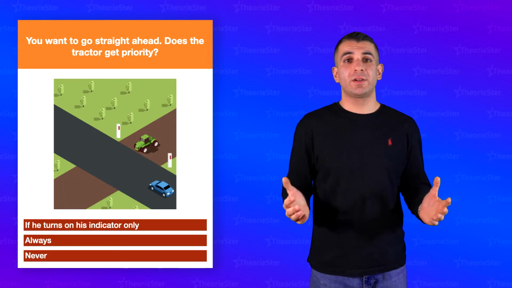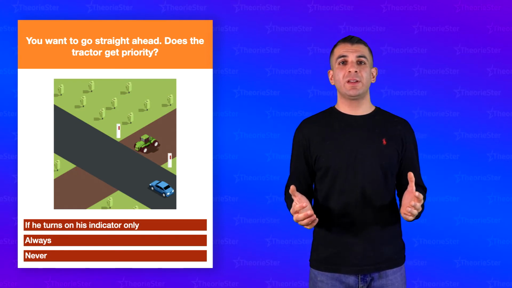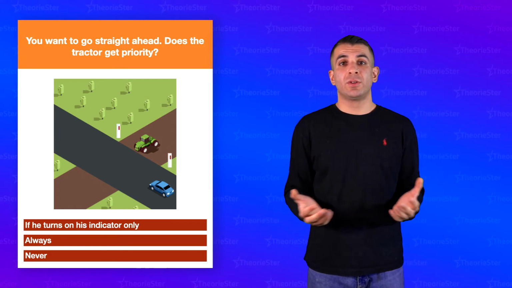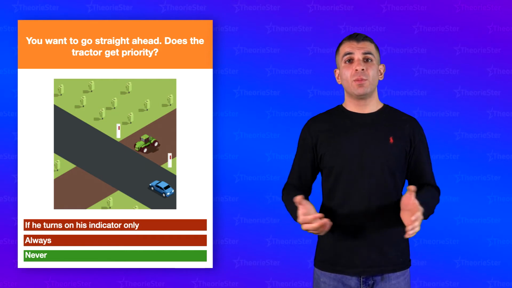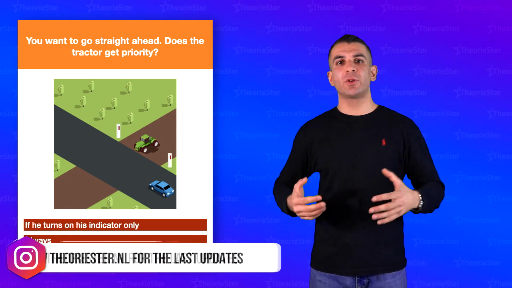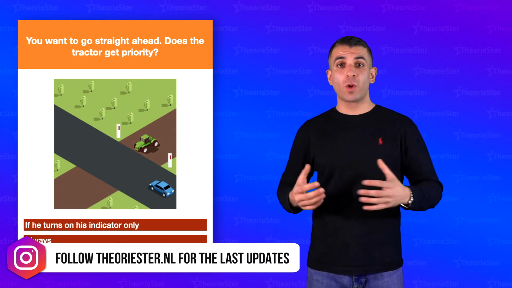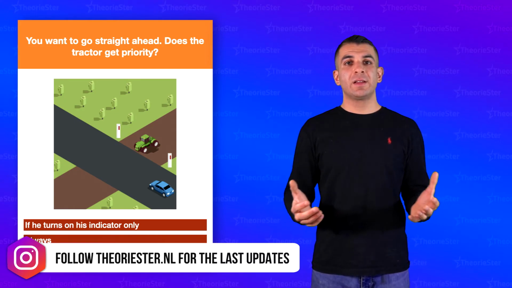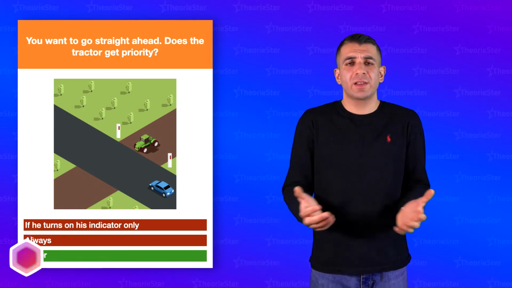Well, here another question. You want to go straight ahead. Does the tractor get priority? The answer is obviously no. But why no? Because he's coming from your right. He's coming from the right side. But you also see that he is not coming from a normal road. He's coming from a grass field. And if they come from a road or field like this, then they always have to give everyone priority before they enter the road, because they're not on the road yet. So you have priority in this case.